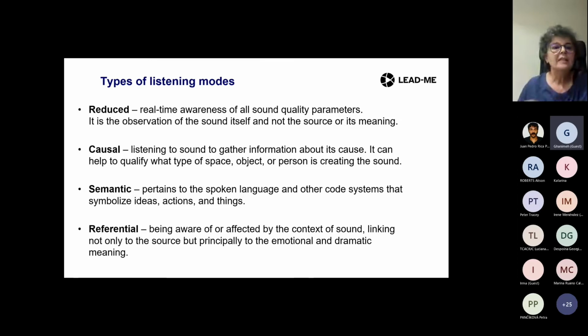The very last listening mode, which will be the most acute one, is a referential listening mode. And that referential listening mode goes beyond meaning making, which we get from the semantic listening mode, but rather goes into feelings, the emotional and dramatic elements that are perceived in sound, again, be it human voice speaking with a verbal message or sound effects or music.